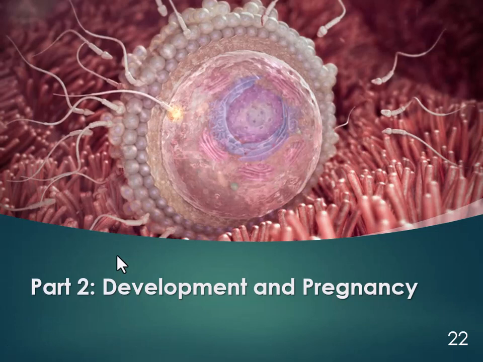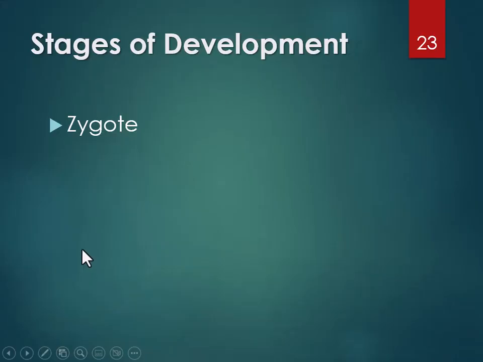So, I'm going to go back to the fallopian tubes where fertilization takes place and talk a little bit about the stages of development and pregnancy. This is a good time to pause if your brain is fried and come back and work on development a little bit later. Okay, so part 2, development and pregnancy.